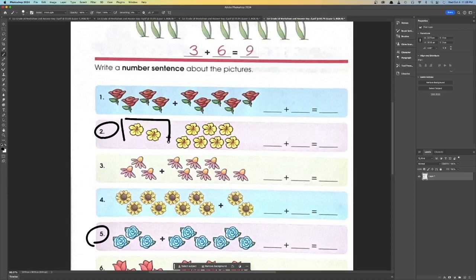So from this group of flowers, we have 2 flowers, and from this group of flowers, we have 7 flowers. So the numbers will be 2 and 7. And if we just add them all up, we get 9. We can just count it just to be sure. 1, 2, 3, 4, 5, 6, 7, 8, 9. Or you can do it on a number line.